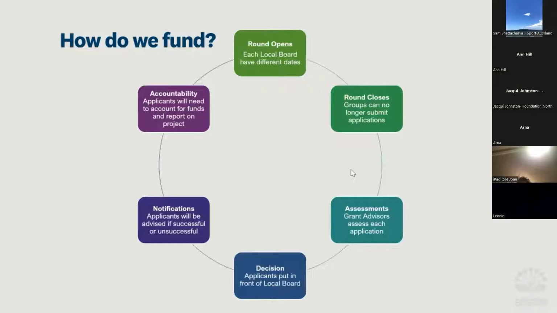We will then assess your application. All the information you've provided, we will go through it and then provide a summary. It'll then go to the appropriate local board that you've applied to, and then they will decide to either fully fund, part fund, or decline your application. Then groups will get notified of the outcomes. We will send you comms through the email address that you supplied when you applied for the grant itself.